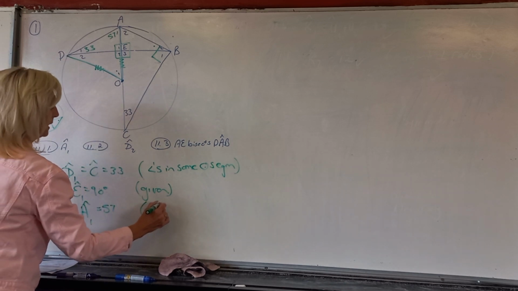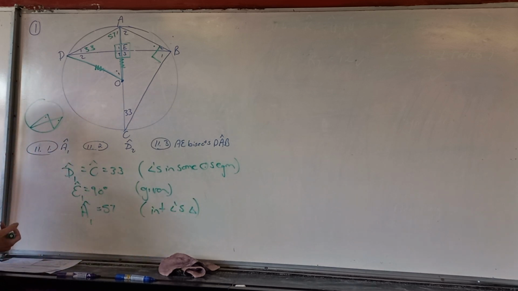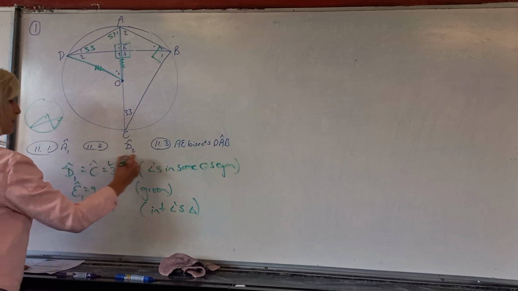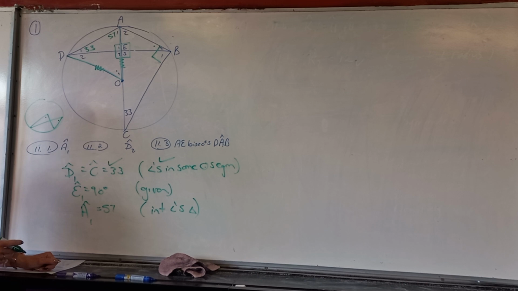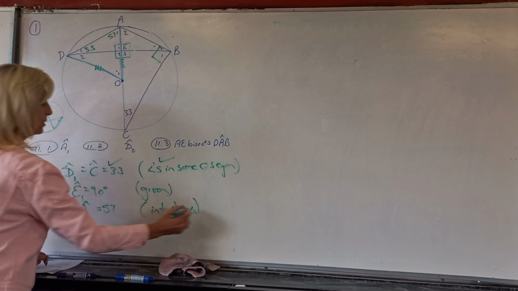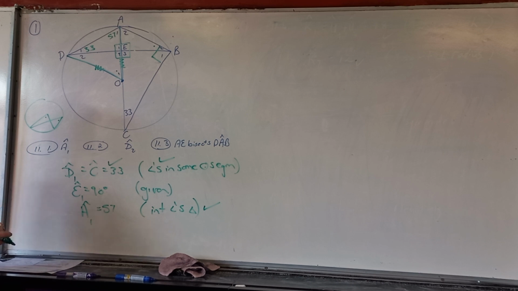Reason: interior angles of a triangle. Interior angles of a triangle is what? 180. How many marks? They didn't tell me there, did they? Yes, 3 marks, most probably, because it's the grade 11 work, with more marks. For the 90, no. For the 57 and the reason, 1 mark. So if you didn't write the reason and you got this right, you don't get the mark.